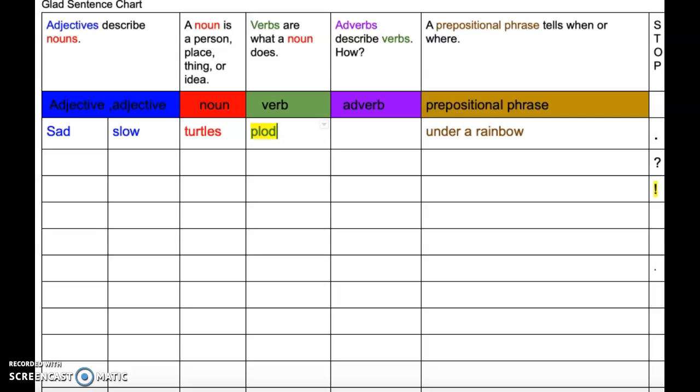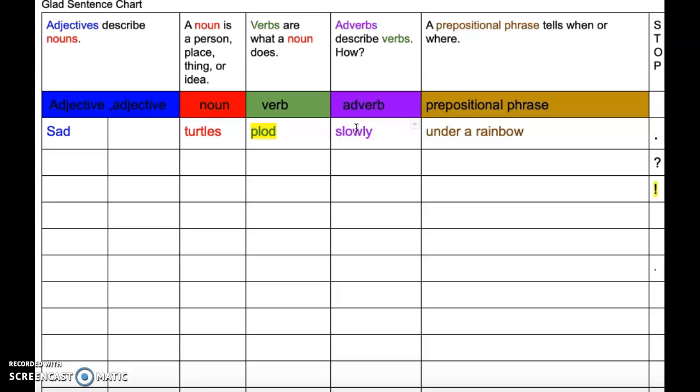And I can do that by using the suffix ly. Watch me do that. I'm going to take the suffix ly and I'm going to put it on that adjective, slow. And now it's slowly. But it doesn't make sense where it is, does it? Because that's not where it goes in our syntax. Sad, slowly turtles plod under a rainbow. No. So I need to delete that, and I need to put it over here in purple, slowly.